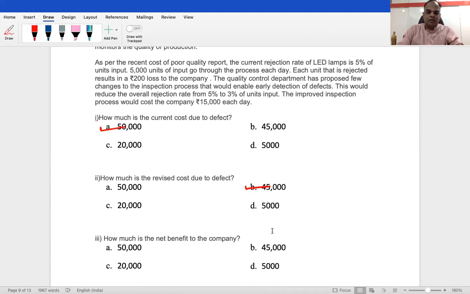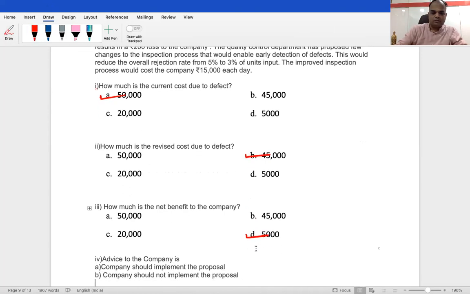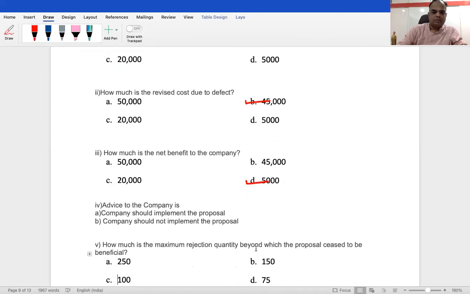Next, how much is the net benefit of the company? The difference between 50,000 and 45,000 is equal to the net benefit of the company, which is 5,000. The advice to the company is, should the company implement the proposal or not? Implement the proposal. The benefit is positive, so better we can implement the proposal.